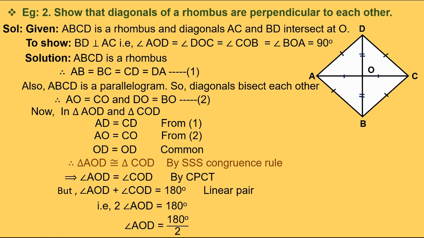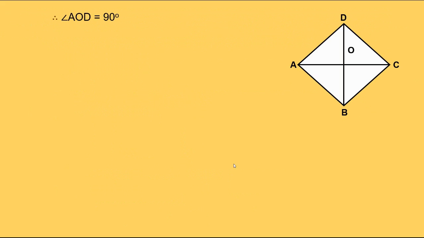Therefore, angle AOD is equal to 90 degrees. This implies angle AOD is equal to angle COD, which is equal to 90 degrees. Again, angle AOD is equal to angle BOC and angle COD is equal to angle BOA. That is, vertically opposite angles are equal.